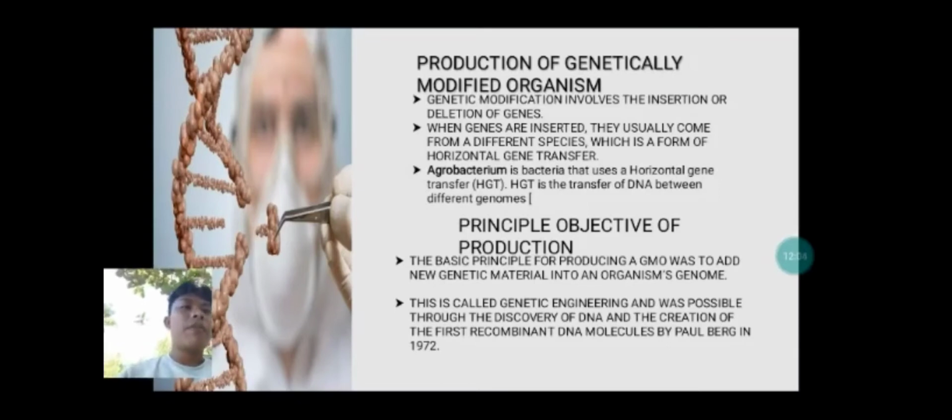Principal objective of production. The basic principle for producing a GMO was to add new genetic material into an organism's genome. So this is called genetic engineering and was made possible through the discovery of DNA and the creation of the first recombinant DNA molecules by Paul Berg in 1972.